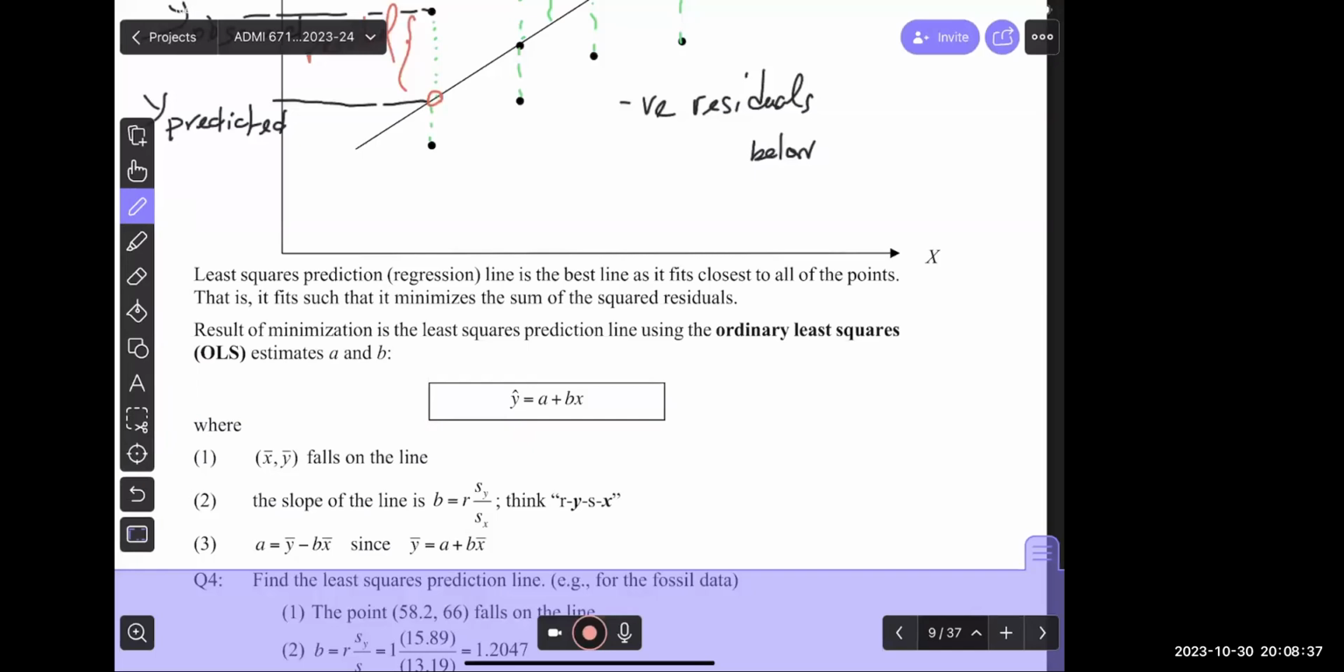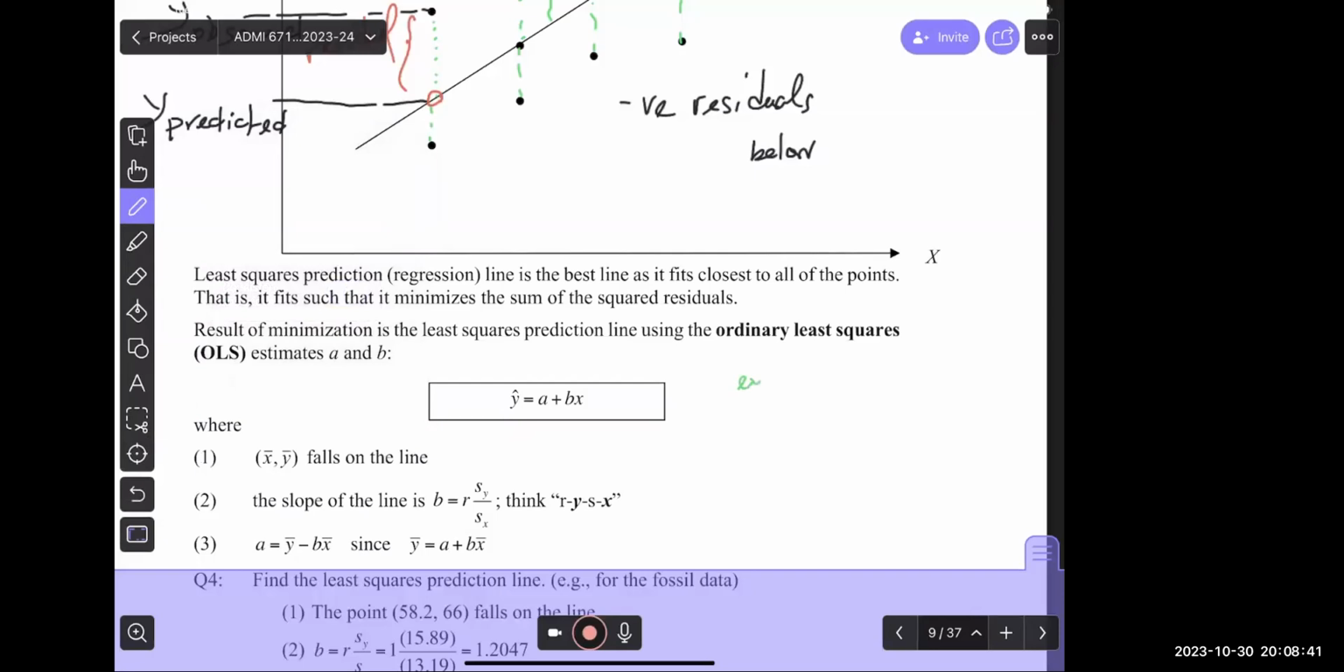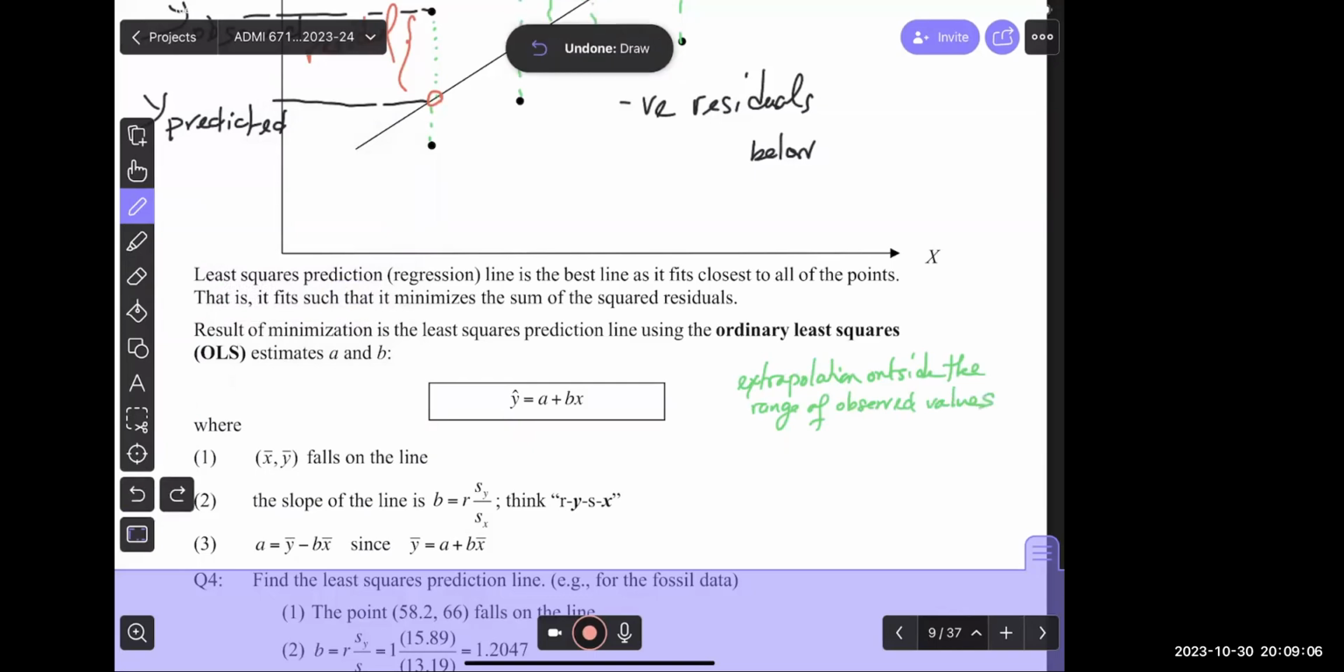So we avoid extrapolation, but that's what it's called, extrapolation outside the range of observed values, and it is interpreted with caution.